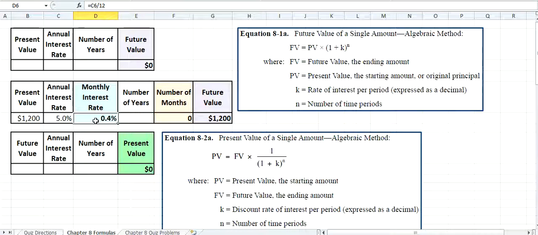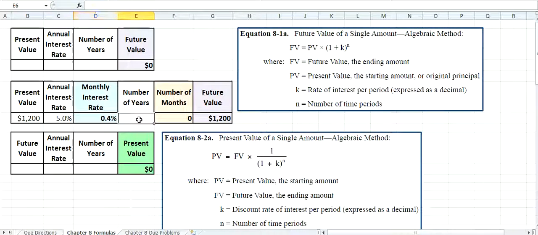Now, this is going to compute our monthly interest rate. And the reason why you need to put this formula in right here is because it's not just 0.4. If I go up here and click on and I move the decimal, you can see that it's actually 0.416666 forever. So this is going to give you what you need in order to calculate the problem correctly. I'm from the South, so sometimes I say calculate, but I should say calculate the problem correctly.